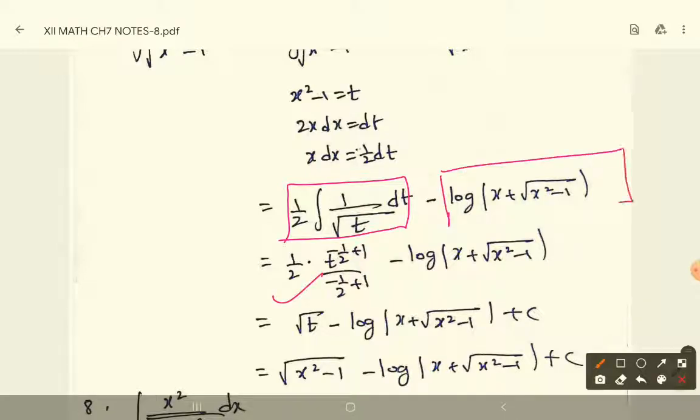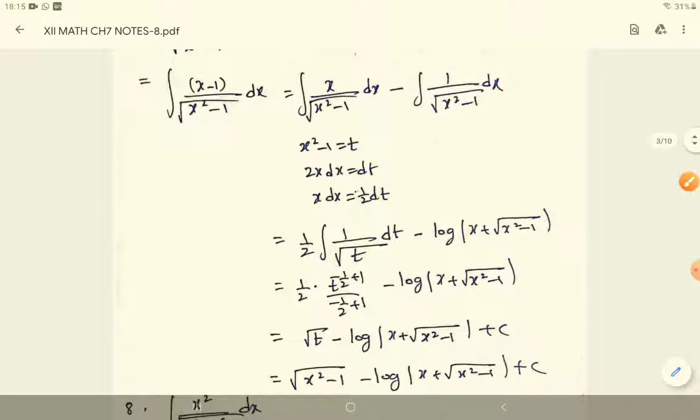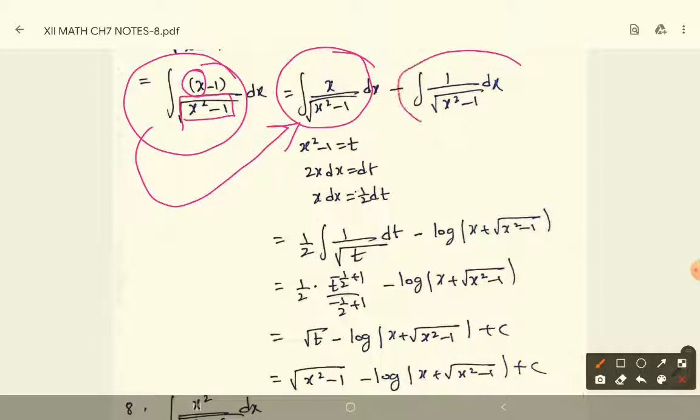And the second one is the direct formula I have written here. So finally, by substituting t as x square minus 1, you will get root over x square minus 1 minus log mod x plus root over x square minus 1, plus c. So here the important thing to be noticed by everyone is how to integrate such kinds of problems by splitting, because the x is the derivative of x square minus 1. So by substitution this can happen. Second one is by using the formula directly, we can do it. So hope you got it.